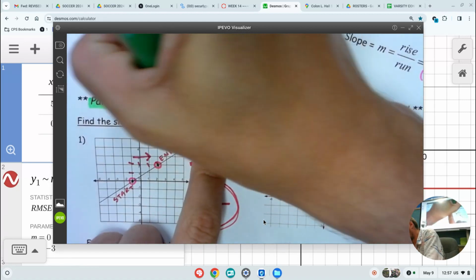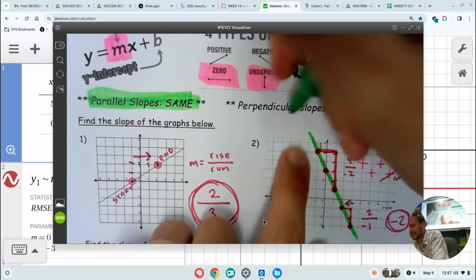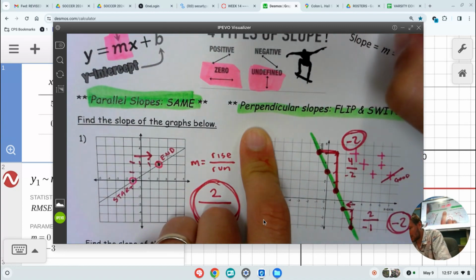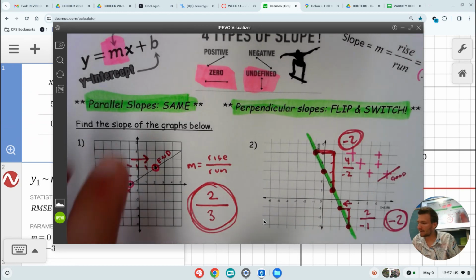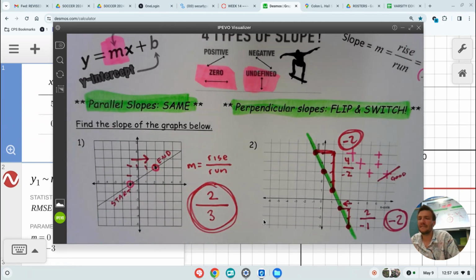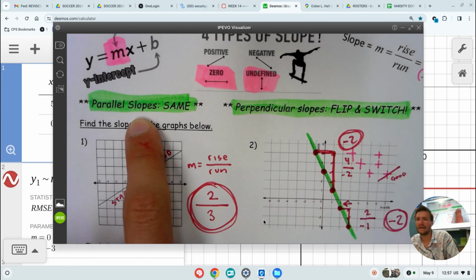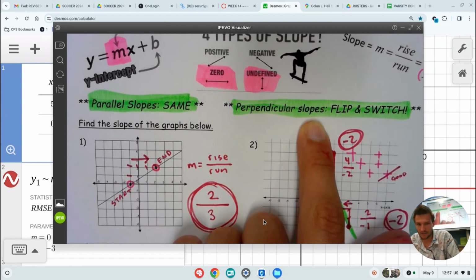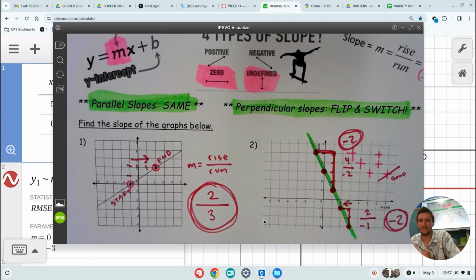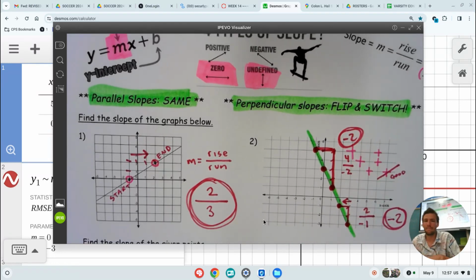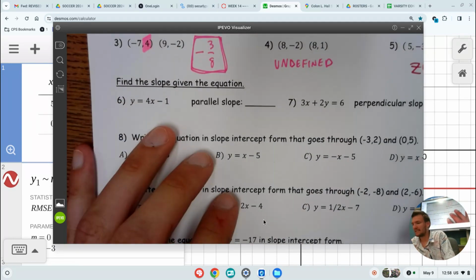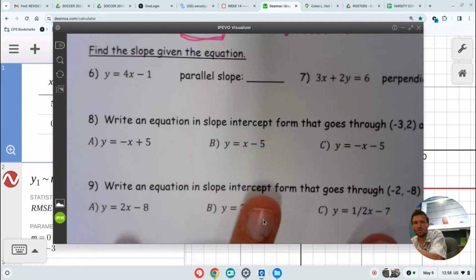We're going to talk about parallel and perpendicular. If I was you, I'd do my best and focus in a little bit. Parallel slopes mean same slope. They're like twins. They're like clones. Perpendicular slopes are big opposites. You have to flip and switch. It's called the opposite reciprocal. It's upside down and it's different. So, question number 6 is one of the easiest questions on the whole SOL test.